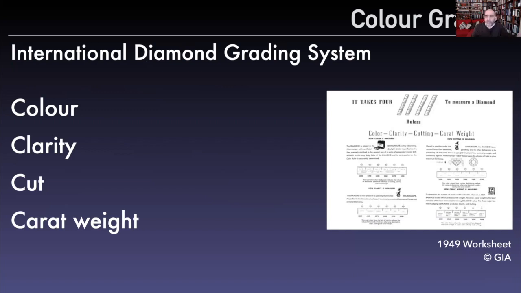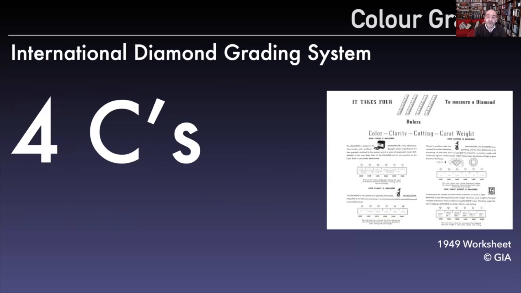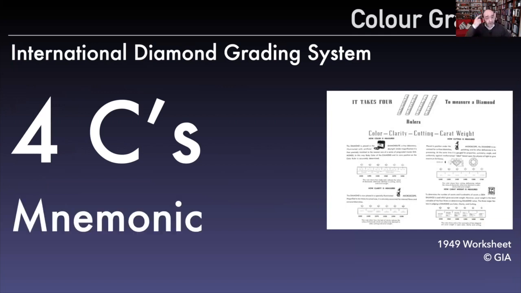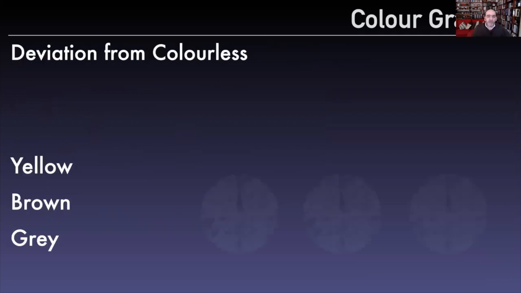I mean, we all know those characteristics, those 4 C's, but this is a 1949 working sheet, and it was not called the 4 C's, it was called the 4 rules, because when we say the four C's, actually, it's not a grading system. There is no four C's grading system. Four C's were actually a mnemonic for students to remember: carat, cut, color, and clarity. That was a mnemonic, not a system. The system itself is the International Diamond Grading System, and it's quite simple.